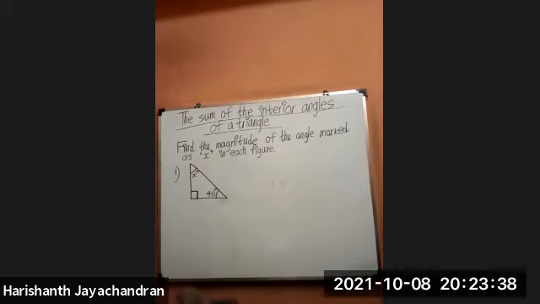Actually, the question is all about what? Find the magnitude of the angle marked as x in each figure. Which means we should find the value of the angle marked as x in each figure. So we should be able to find the value of x here. For that, I have given all these angles in terms of x. Yeah, it's what? X degrees, 3x degrees, 2x degrees. Right?